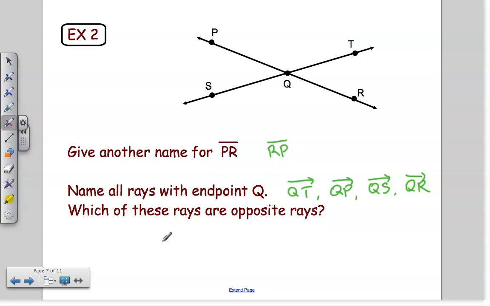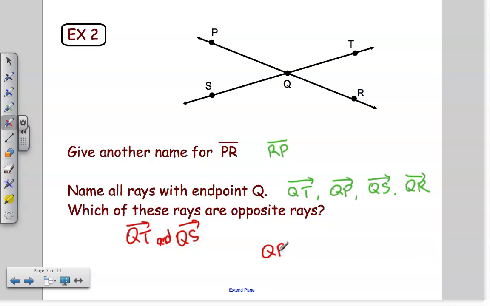And the last question here, which of these are opposite rays? Remember that opposite rays have to have the same endpoint, but then they go in totally different directions on a line. So if I would start with that ray QT, that was the first one I named before, what's the opposite ray from that? We'll go the other direction on the line, from Q out through S. And those would be opposite rays.